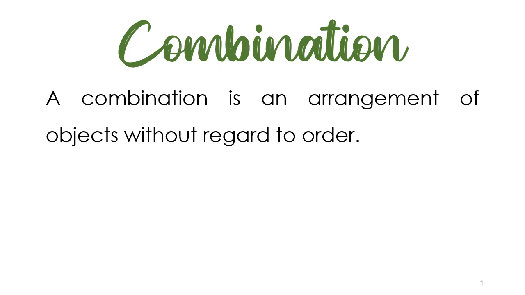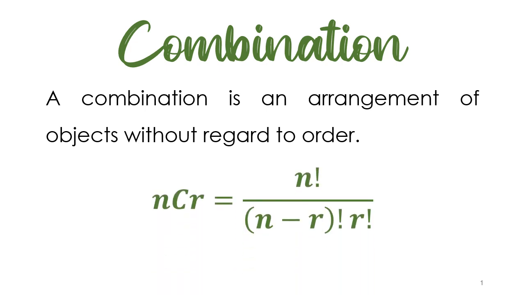A combination is an arrangement of objects without regard to the order. So when it comes to combination, the order of the objects or the selected objects doesn't matter. The formula to get the combination of objects is nCr is equal to n factorial all over (n minus r) factorial times r factorial.